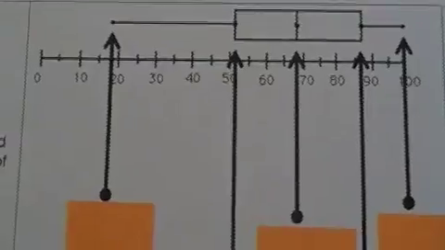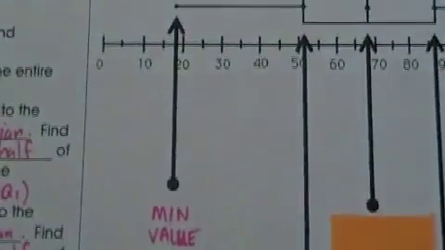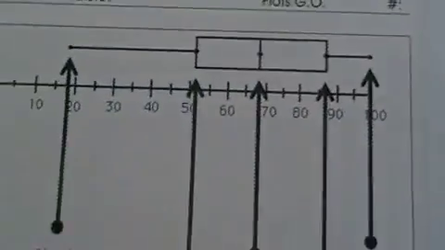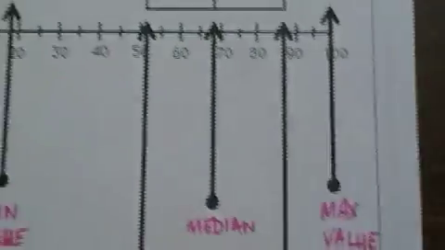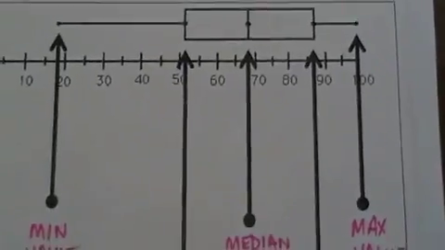Let's look at what the pieces are. See here on this box and whisker example, I have some arrows with dots. The one to the far left is the minimum value. Opposite of the minimum value on this side will be the maximum value. So you've got the min and the max, the lowest value in your data set and the highest value in your data set. Now the item in the middle of the box is the median of the entire data.